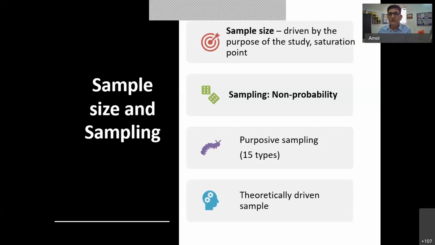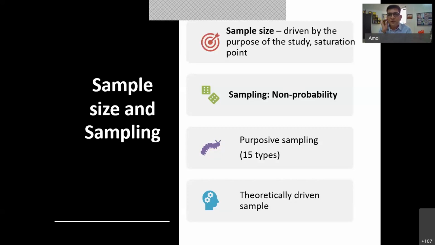And you have to keep one thing in mind, that the sample size in qualitative research is driven by the purpose of the study and the point of saturation. Meaning the point at which you don't get any new information, you can say that, okay, we have achieved the point of saturation.